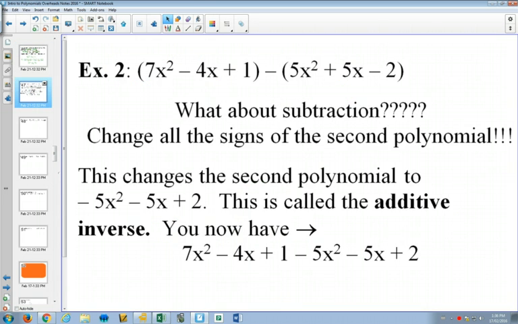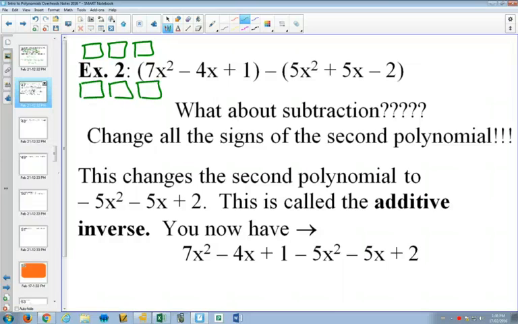So here is our second example, and now there's a subtraction sign between our two sets of brackets. We have one grocery bag, and in our first grocery bag, and while you write it down, I'll draw this out, we have 7 of the x squareds. They would be all shaded in.